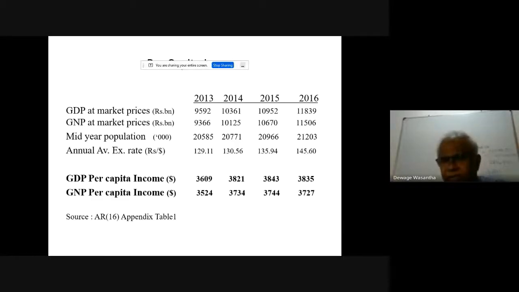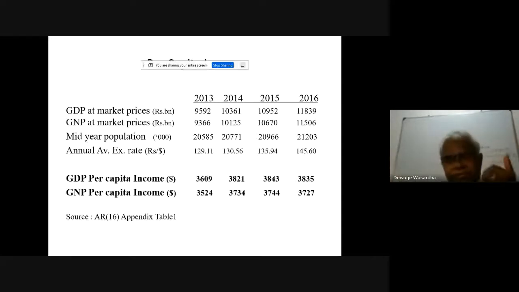From 2014 to 15, GDP 3821 to 3843, an increase. Now you can see during that period what is the exchange rate depreciation, let's say 130 to 135, only $5 depreciation. But from 15 to 16, 135 to 145, $10 depreciation, huge depreciation. Depreciation rate is high. When you divide by the denominator, you get a very high number. Mathematically speaking, with a high number, your dollar value decreases.